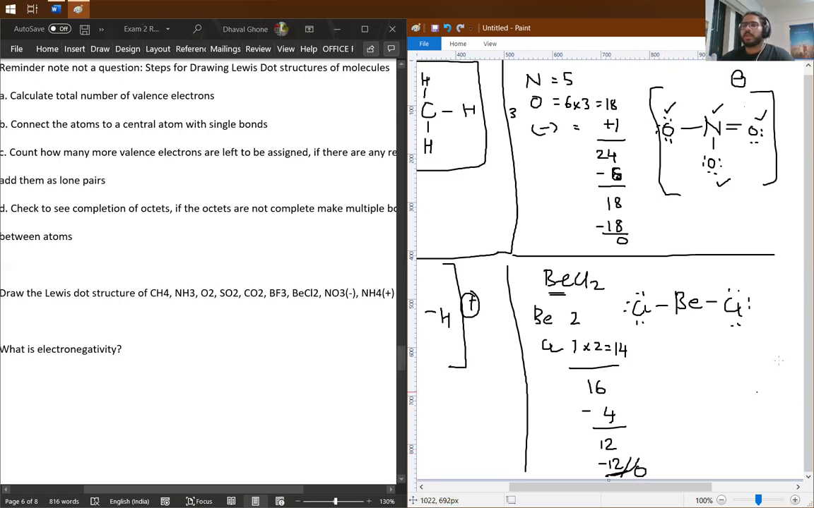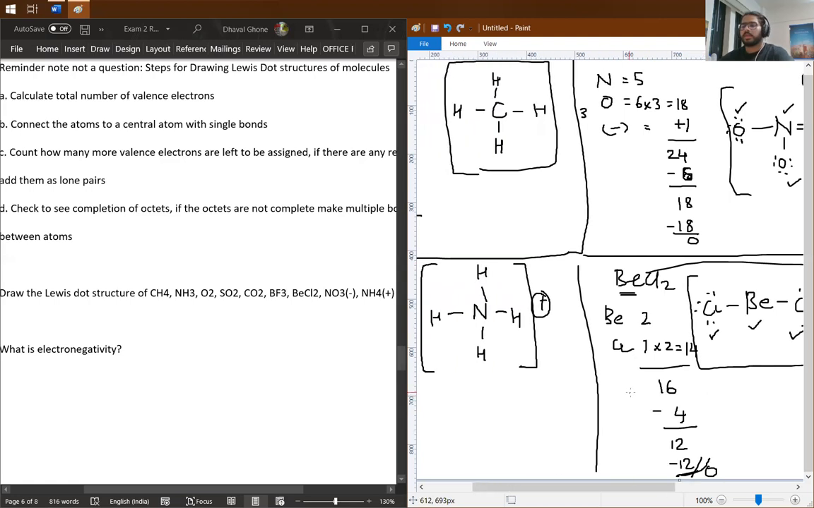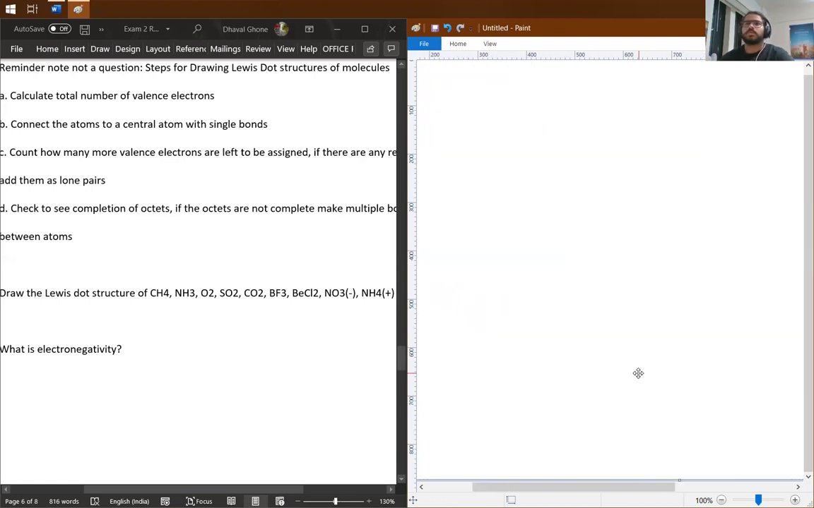Let's see octets. Chlorine has a complete octet, this chlorine has a complete octet. Beryllium is an exception, it only needs 4 electrons in the outer shell, it does not need an octet. So they all are satisfied among themselves, and that's my final structure. Okay, I'm going to delete these so I can draw some more.